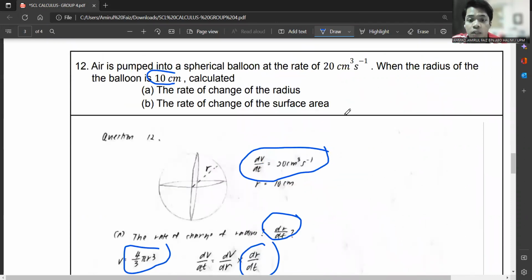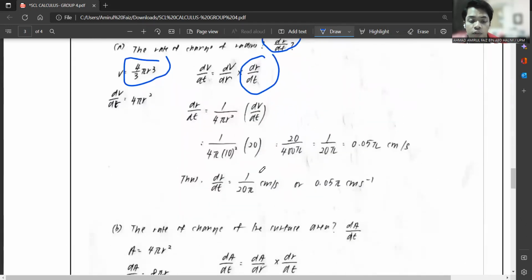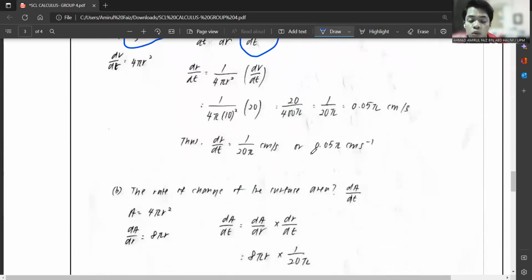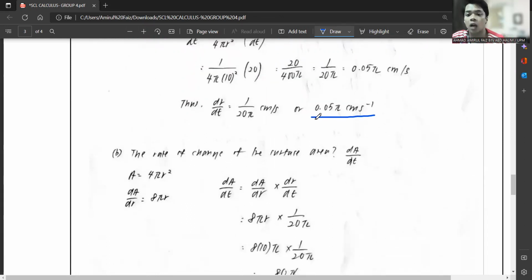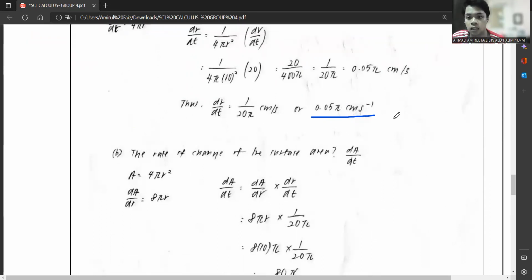I put all the information given into the equation, and it turned out to be 1 over 20 pi, which is 0.05 pi cm per second. So the rate of change of the radius is 0.05 pi cm per second. In this question I am not converting the pi into a number, because it would turn out to many decimal places, and this answer is acceptable.